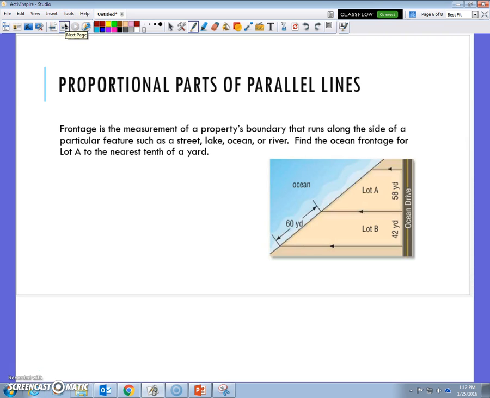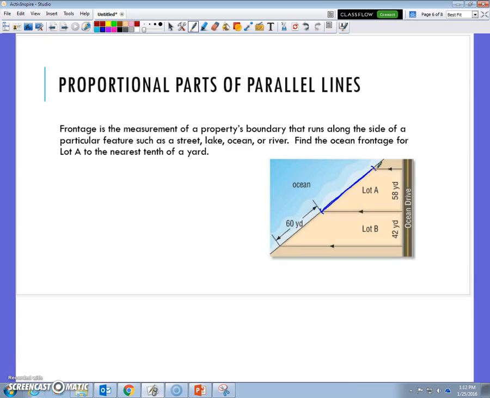So if I look at this plot, it says frontage is the measurement of a property's boundary that runs along the side of a particular feature, such as a street, lake, ocean, or river. Find the ocean frontage from lot A to the nearest tenth of a yard. So we're looking for the frontage. This is the ocean. The frontage would be represented by this segment right here, this segment length.